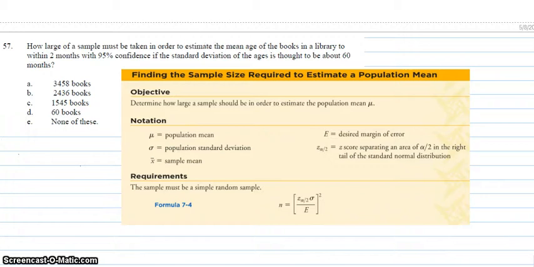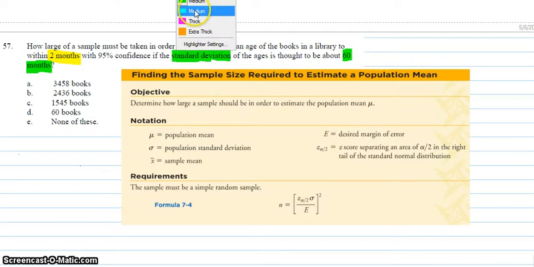Well, it tells us that our E is 2 months because it wants everything within 2 months. It tells us that the standard deviation is about 60 months. And it also tells us 95% confidence.